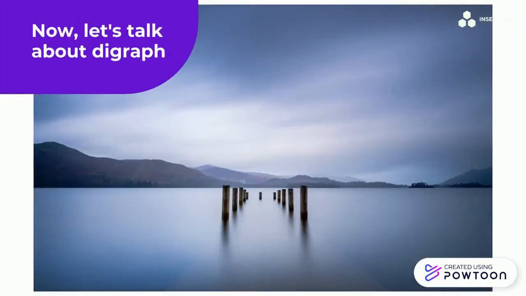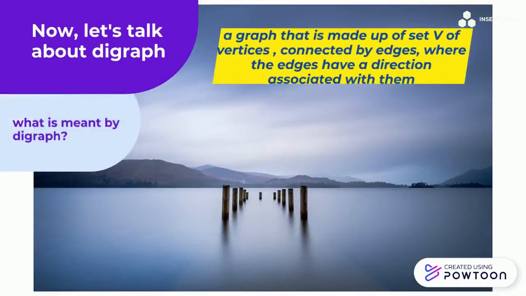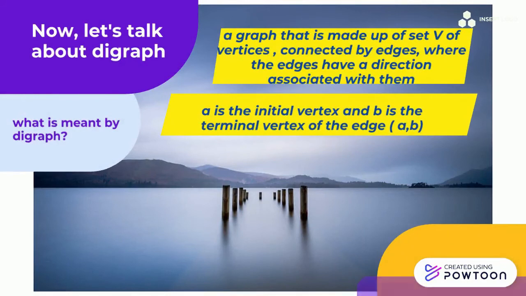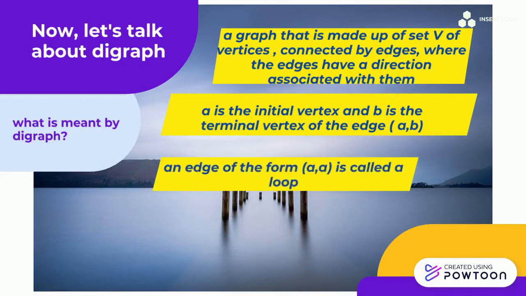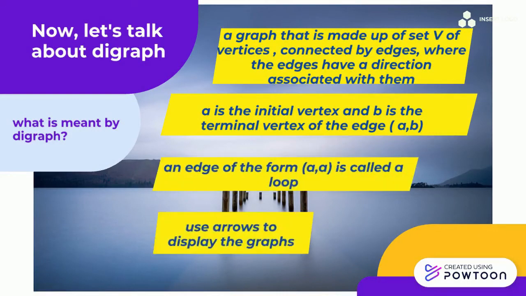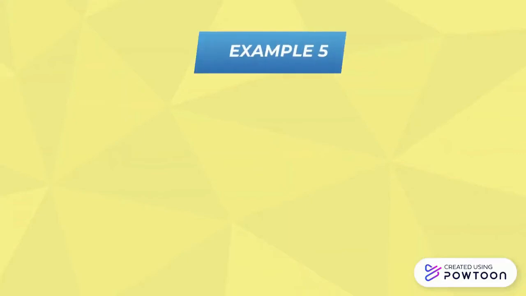Now let's move to the graph parts. Here is some definition and requirement for the graph. We should know the vertices and the edges. An edge from A to A, we call it a loop. We use arrows to display the graph. We will learn how to make a digraph.